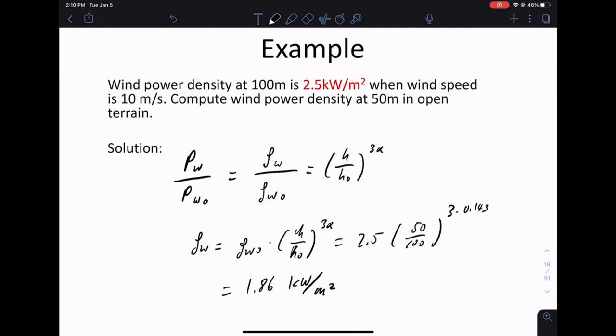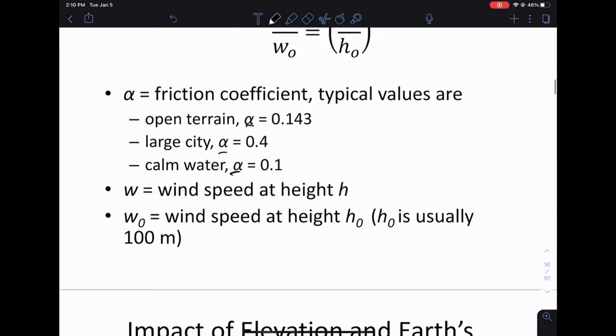For the value of alpha, if it ever appears on the exam or homework, we'll either tell you what alpha is, or it will be one of those three. We may say open terrain, large city, or calm water, and then you'd expect to find these three alphas, or we'll tell you what alpha is. These are the ways alpha can appear in homework and on the midterm exam. Any questions about these calculations?